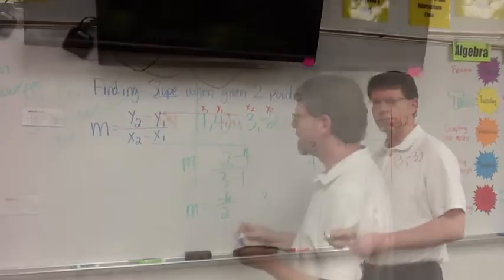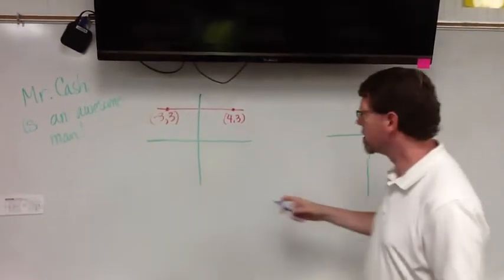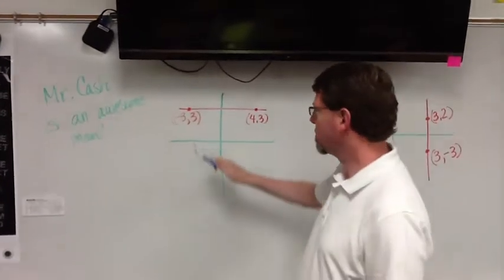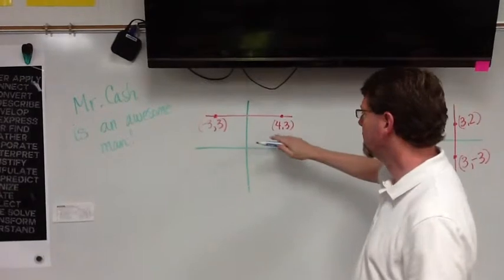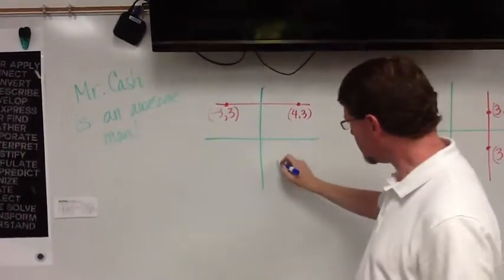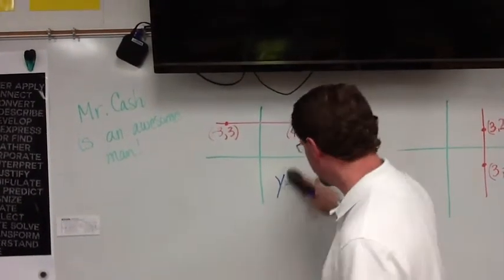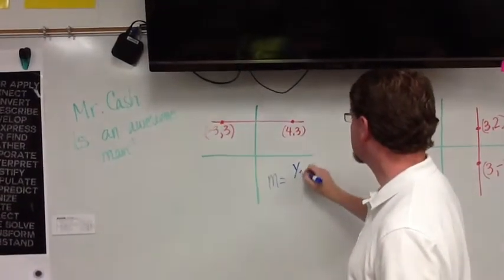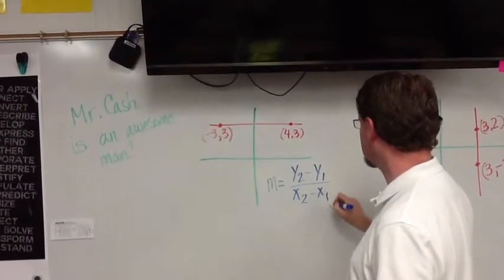The last thing we'll talk about is the slope of a horizontal line and the slope of a vertical line. But we'll look at the horizontal line first. So we've got a horizontal line and we have 2 points, the first one (-3, 3), and the second one (4, 3). So let's use our formula. M equals y2 minus y1 over x2 minus x1.